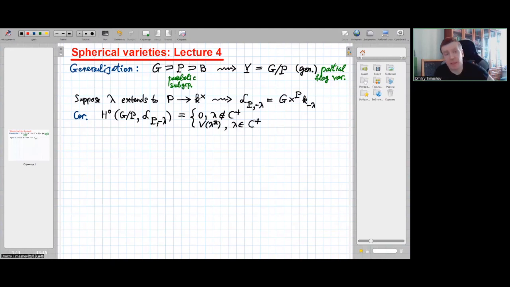So the same statement as for line bundles over G mod B, but now we have line bundles over a smaller variety in a sense. This statement can be proved independently along the same lines as the Borel-Weil theorem itself. But let me deduce this as a corollary from the Borel-Weil theorem. So what is the proof?